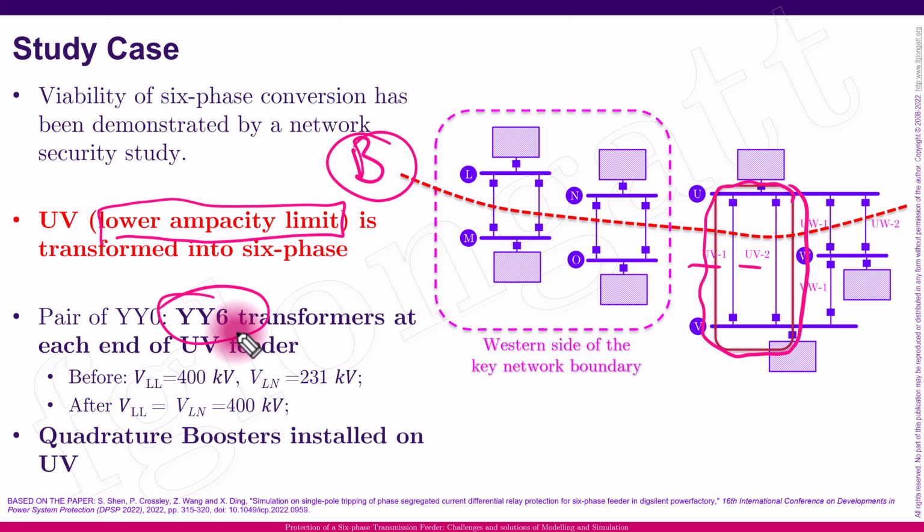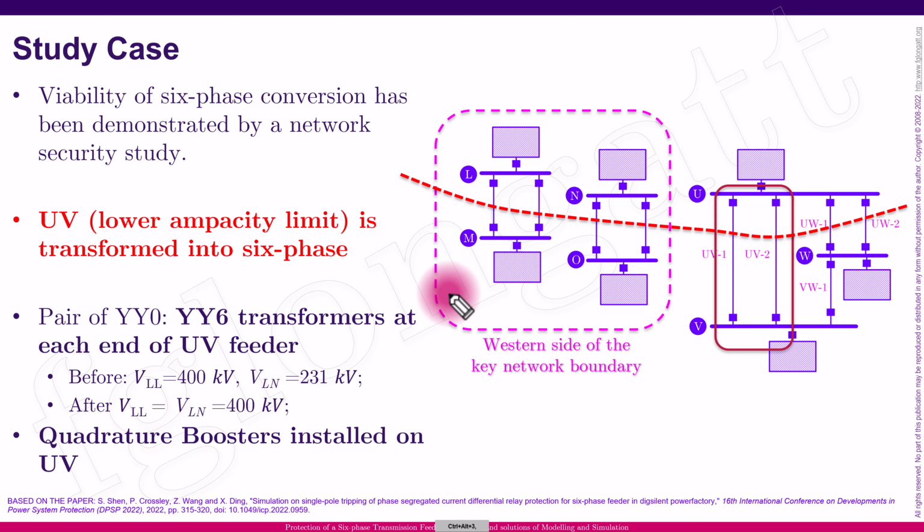In this case, the original 3-phase system was 400 kV, and the line to neutral 231. But when we use the 6-phase system, remember that now we have the 60 degrees, and as a consequence, the line to line and the line to neutral voltage is equivalent to 400. In the real system, there are some quadrature boosters. However, for this simulation over here, we are not considering that in the model.